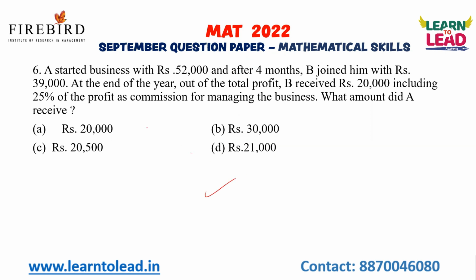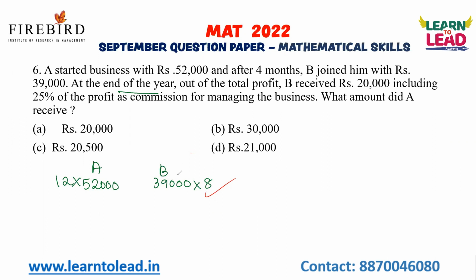Now, what I'll do? A started his business with 52,000 and B, after 4 months, joined him with 39,000. Next, they are saying that at the end of the 1 year. Then I'll guess that A has invested for 12 months and B has invested for 8 months, because only after 4 months B has joined the game, right?